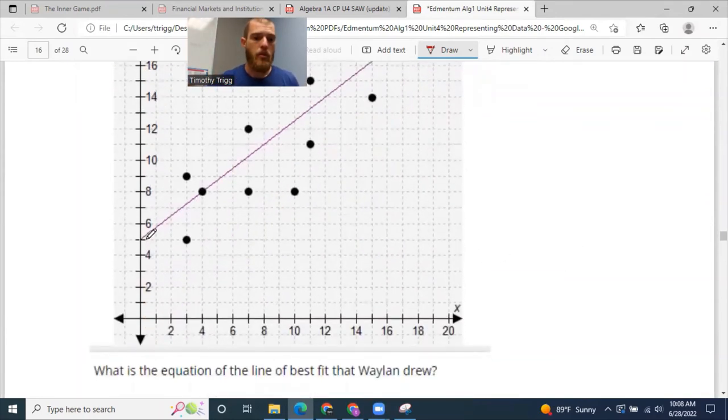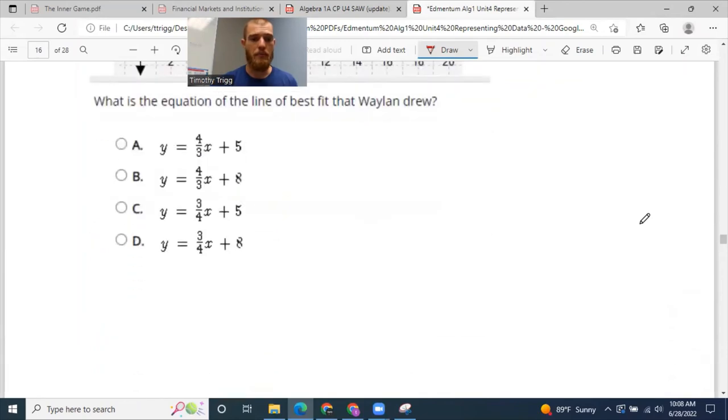So what's our B in this case? Well, our B is 5. And you can calculate the slope from this point, perhaps to this point. So calculate the rise over run to calculate the slope.